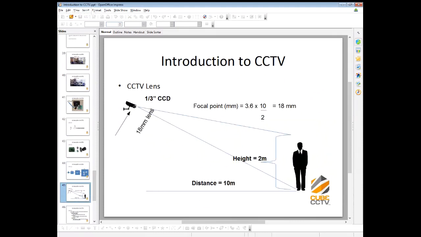Right? So just going back to the example that we were looking at before. I've got the diagram here, which shows the 10 meters I'm trying to cover. 10 meters is the distance, and what I'm trying to cover is a 2 meter height. Once I apply that into the formula, I get 18 millimeters. So the lens that I need to fit there is 18 millimeter.